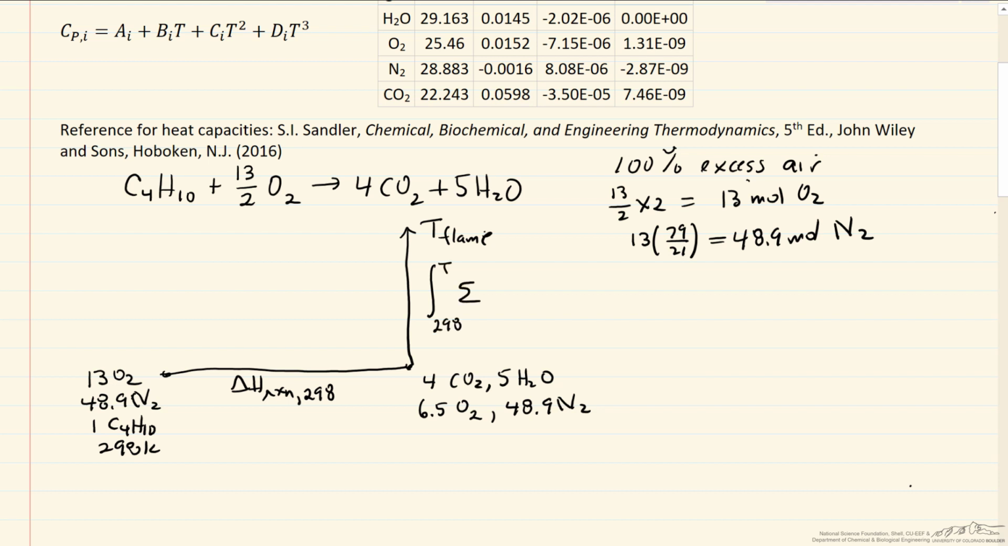And what we're going to write is the sum of the number of moles times the heat capacity of each of those species. So if we add these two together, that's the same as carrying out this reaction where delta H is equal to 0. So this is the adiabatic flame temperature, assuming no heat loss.